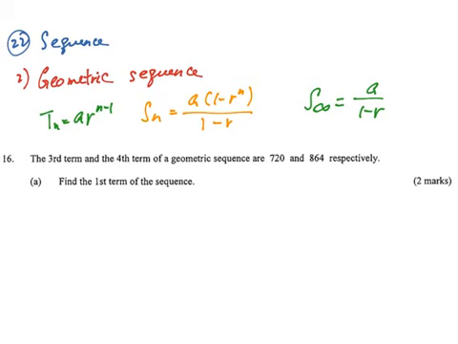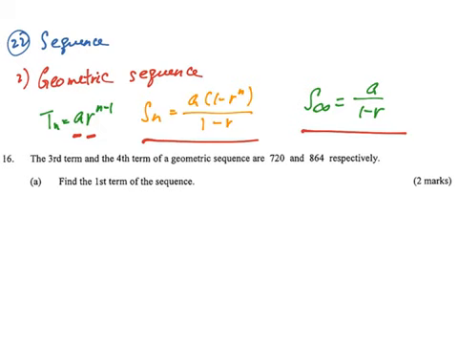Next one is about the geometric sequence. So for the term we use ar to the n minus 1. a is the first term, r is the ratio, the second term divided by the first. For the sum it is a times 1 minus r to the n, over 1 minus r. For the infinite case, a over 1 minus r. So let's see this example.